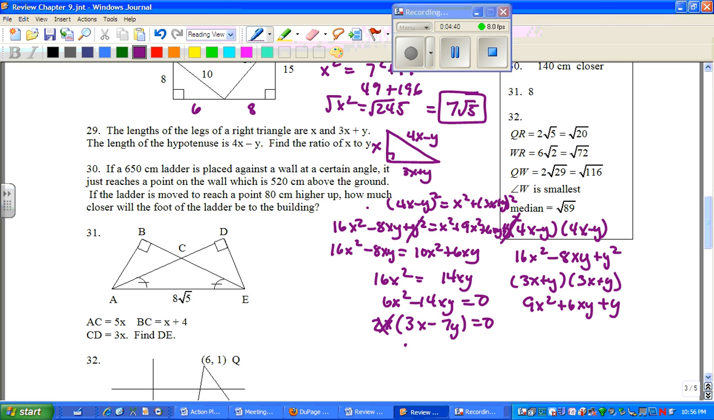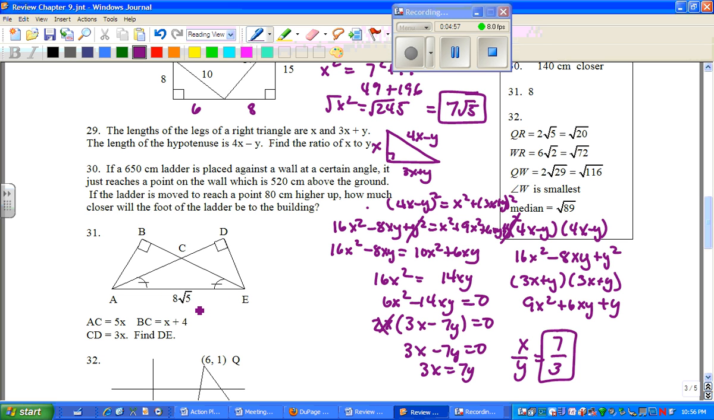Don't worry about this piece. So then we got 3x minus 7y equals 0. Rewrite it as 3x equals 7y. We want the ratio of x to y. Well, the number on x is 3 and the number on y is 7. So we get 7/3 for our answer, and we're done.